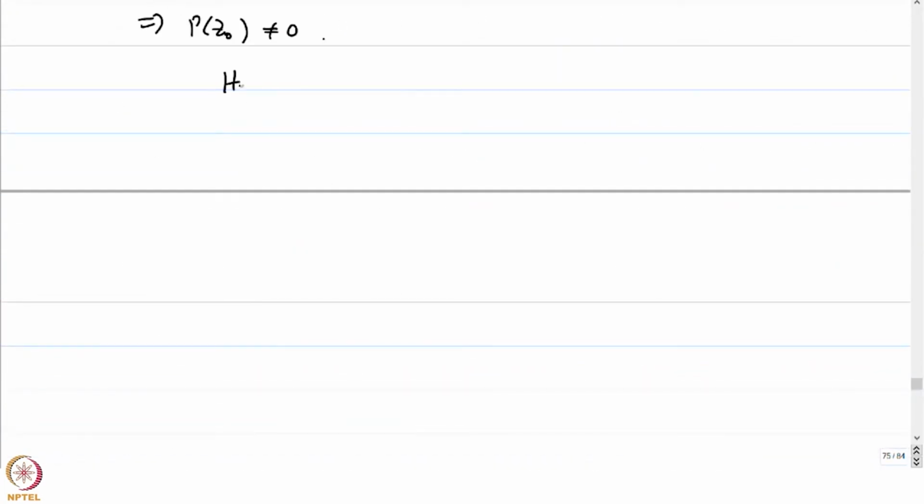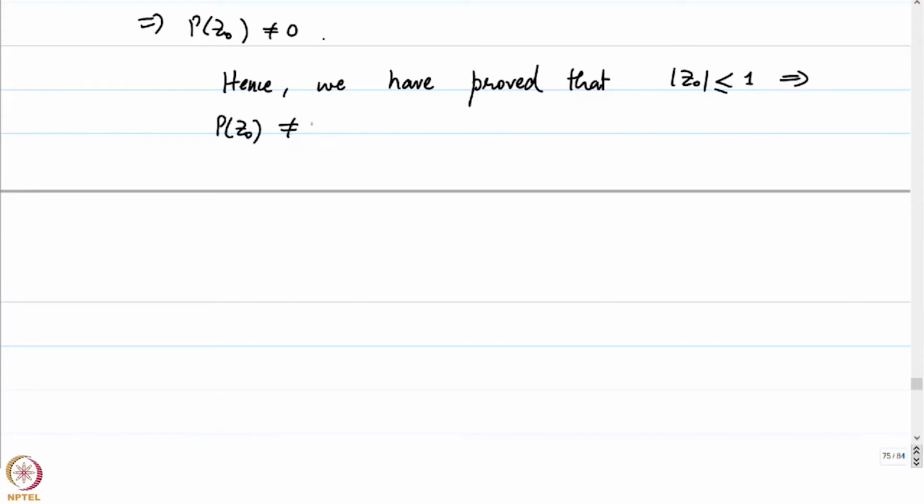So hence, we have proved that mod z0 is less than or equal to 1 implies P of z0 is not equal to 0. Okay, that completes the problem.